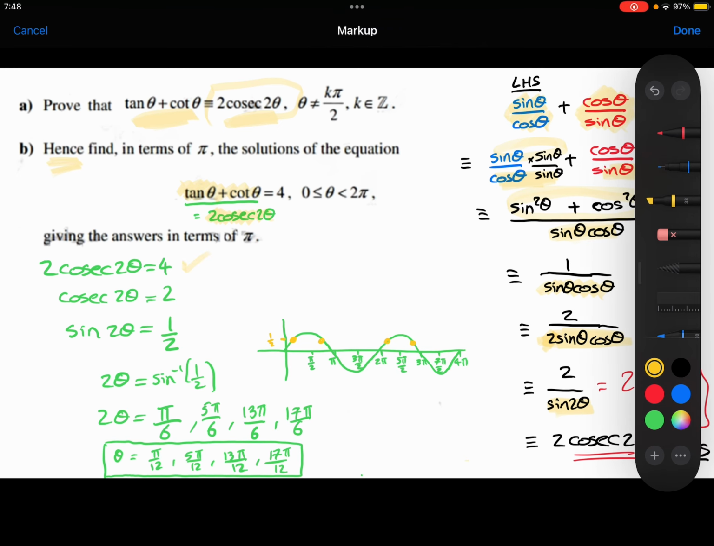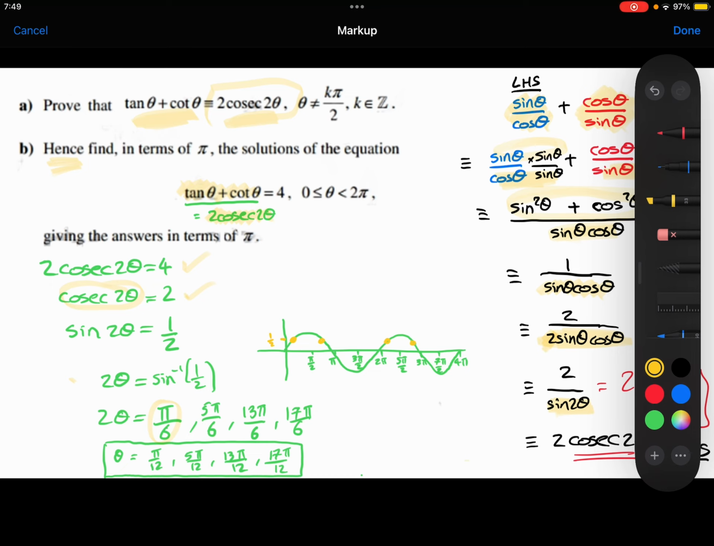I've divided both sides by 2. I know that cosec is 1 over sine, so I've done the reciprocal to get sine. The reciprocal of 2 is 1 over 2. So I now know that sine 2 theta needs to be equal to 1/2. I've done sine inverse of 1/2, which I know the first answer to that's going to be pi over 6. Use your calculator if you wish.